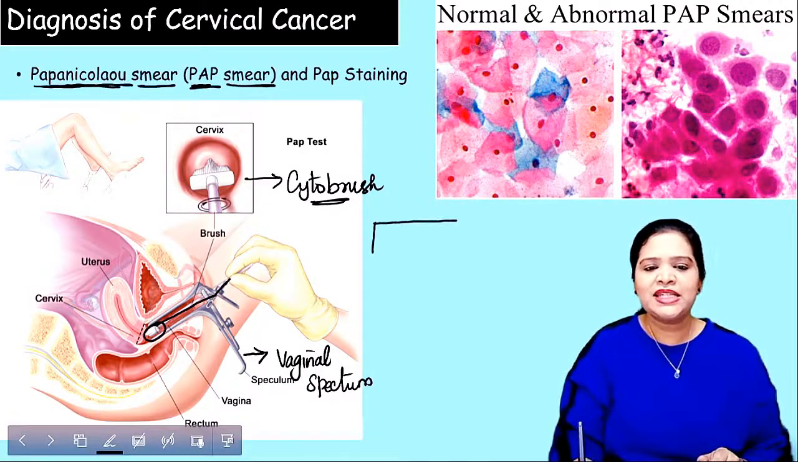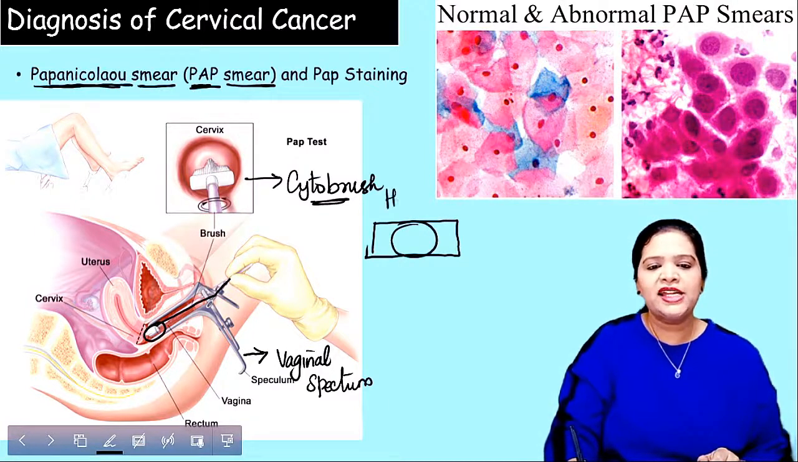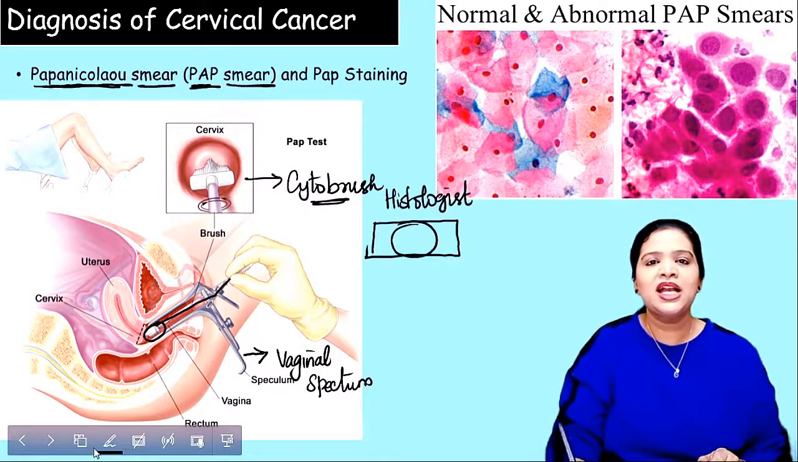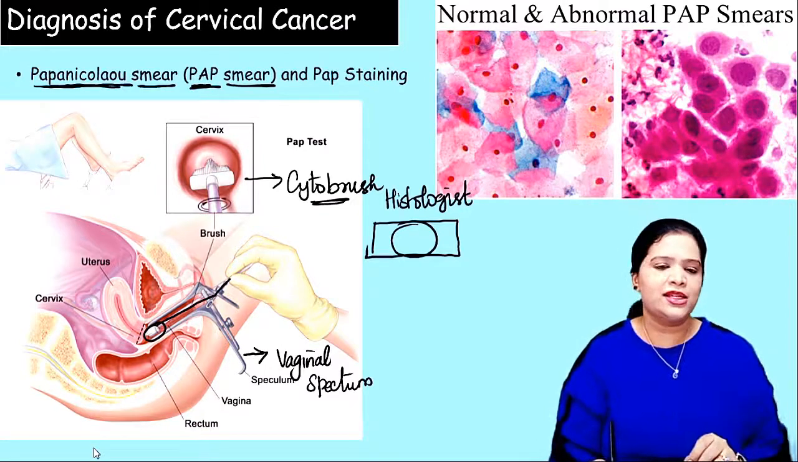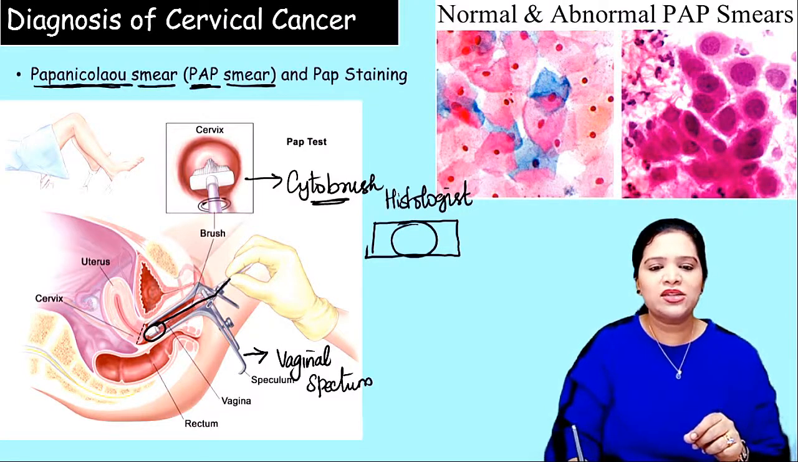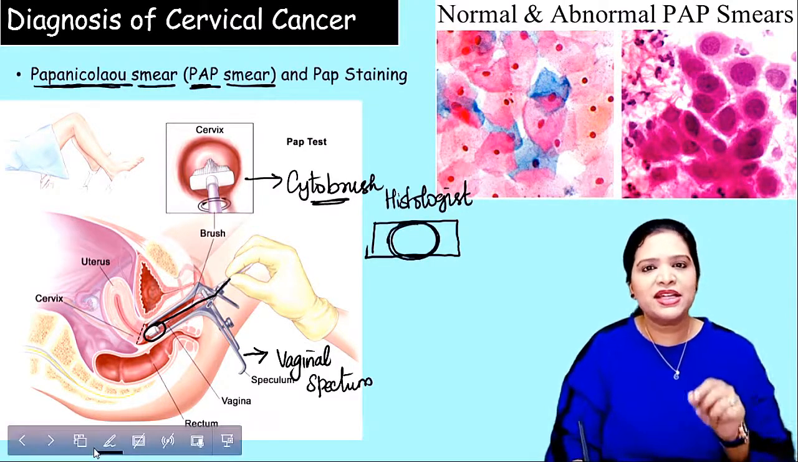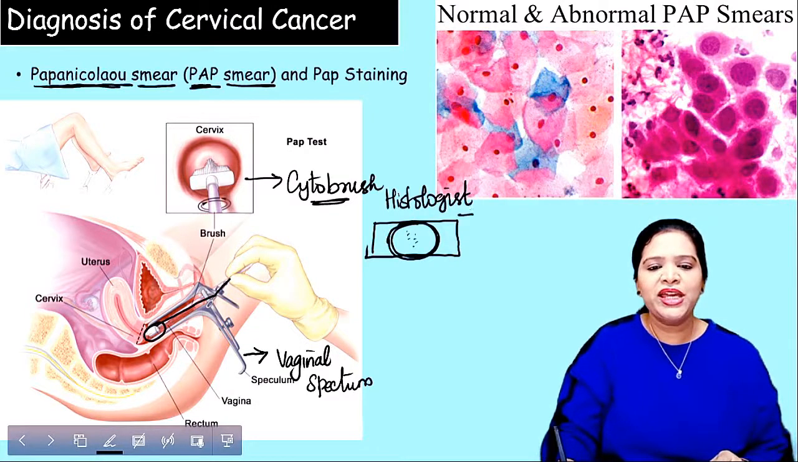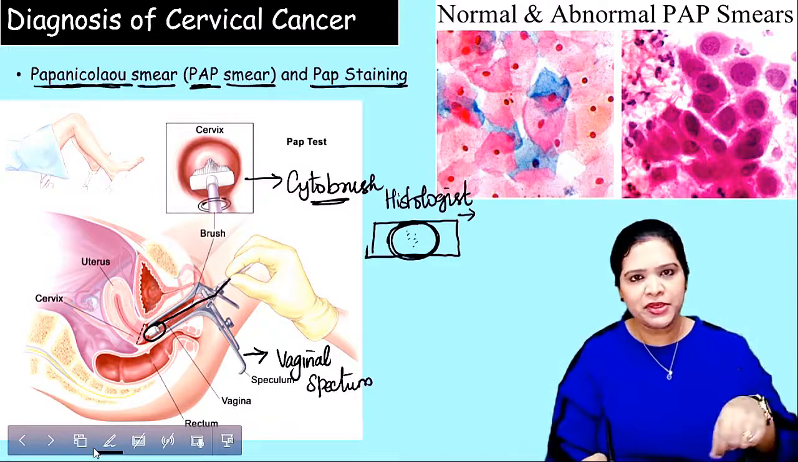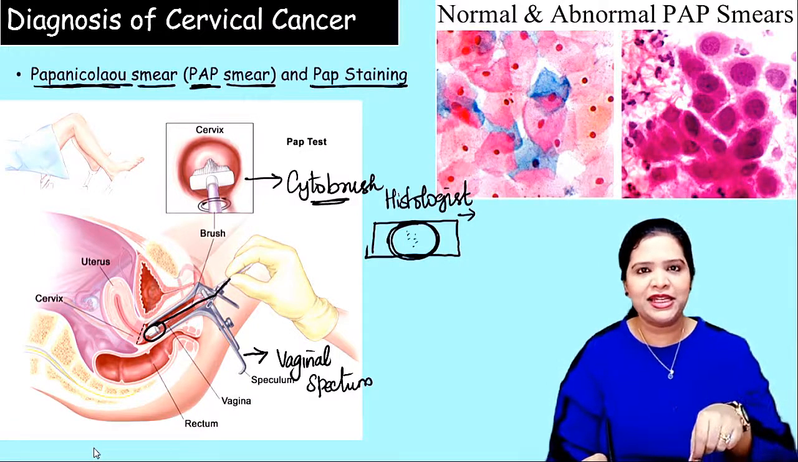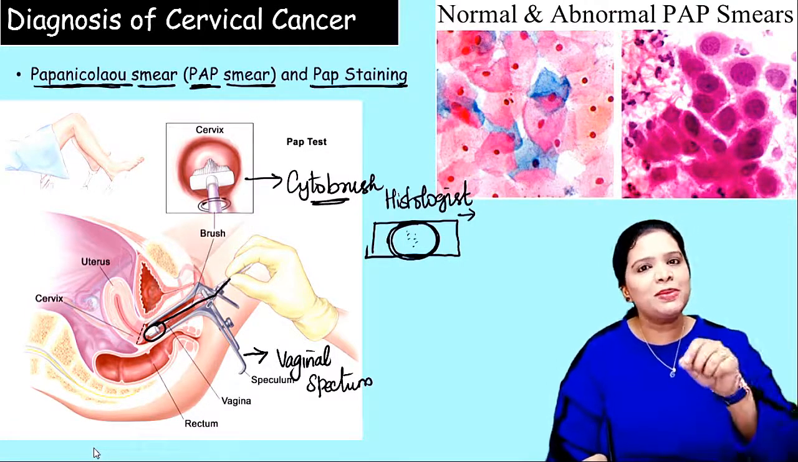Then it is sent to the laboratory. Now in the laboratory, the histologist is the person who looks after the staining and does all these diagnostic techniques. What the histologist will do is look at these cells by doing a smear called pap staining. So after making a smear with the cells collected by the pap smear, it will be stained.